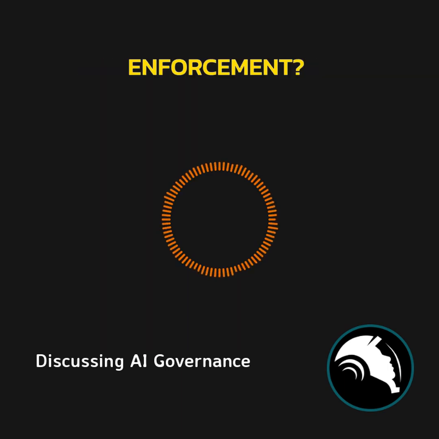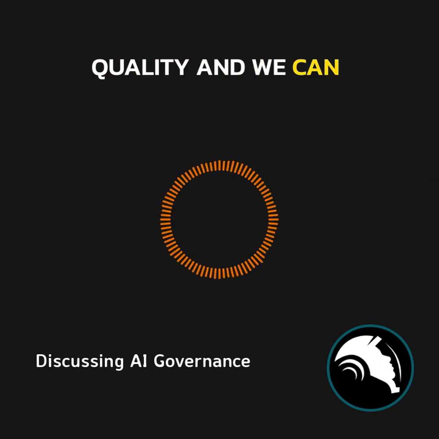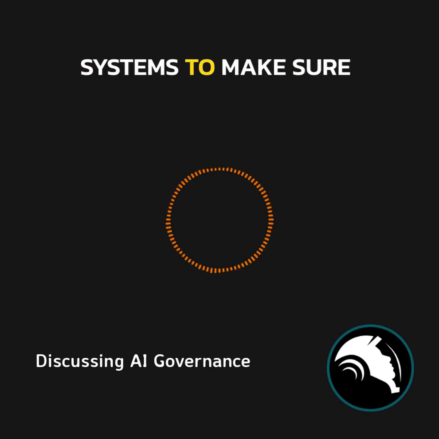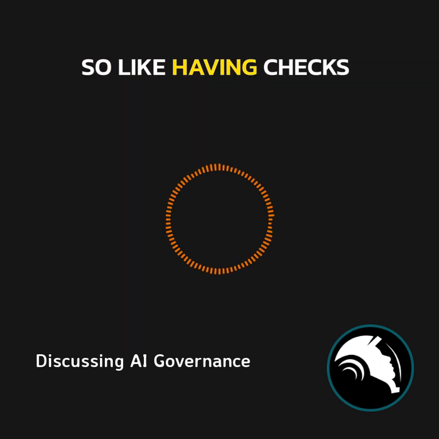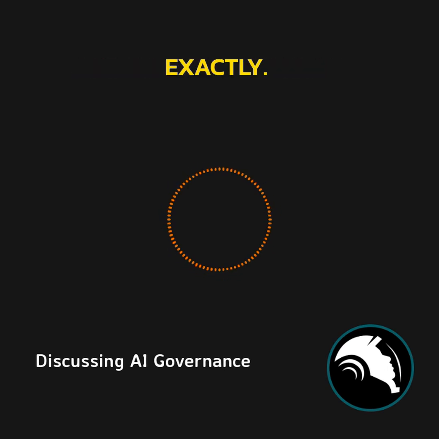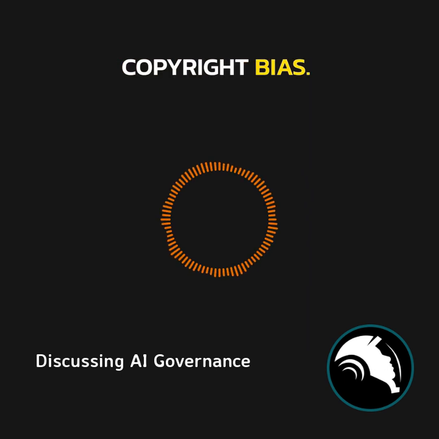And then what about enforcement? How could that help with bias? Well, with enforcement, we can establish clear guidelines for data quality. And we can actually audit these AI systems to make sure they're not showing any bias in their outputs. Oh, okay. So having checks and balances in place. Exactly. So we talked about misinformation, copyright, and bias.